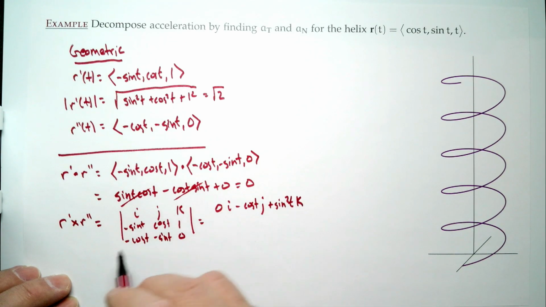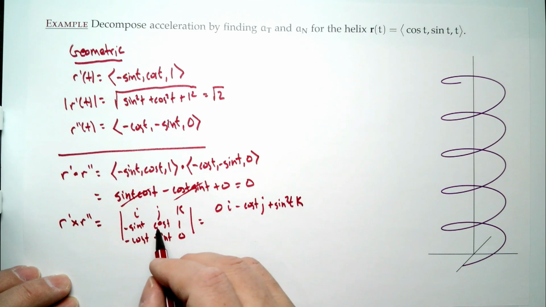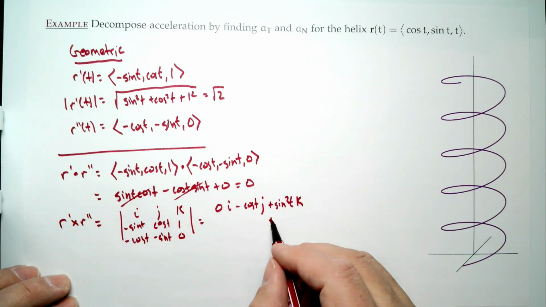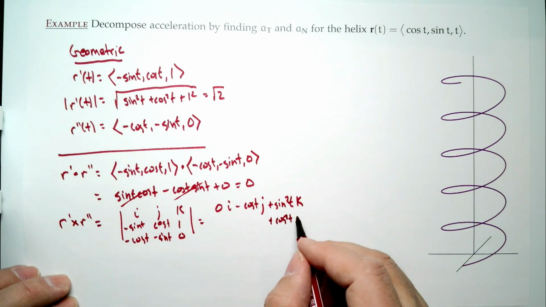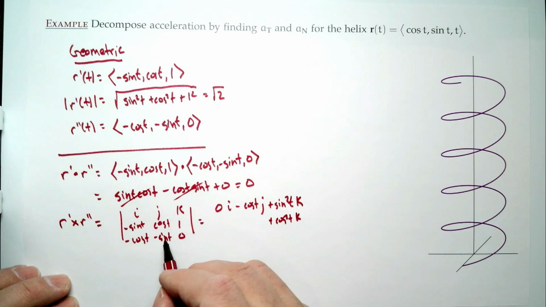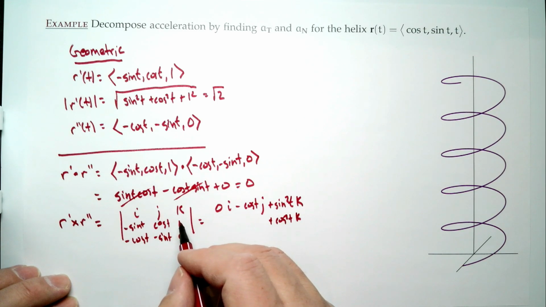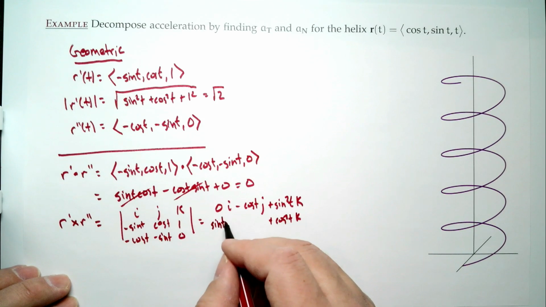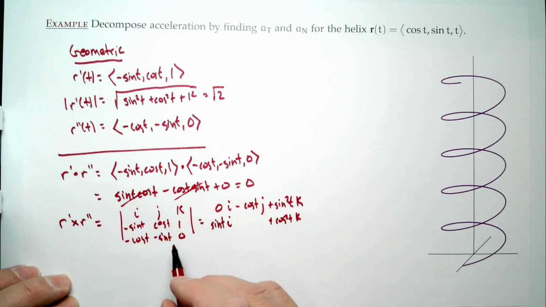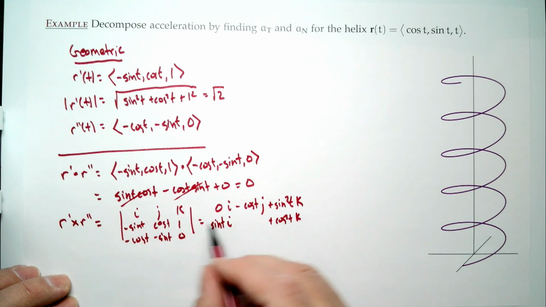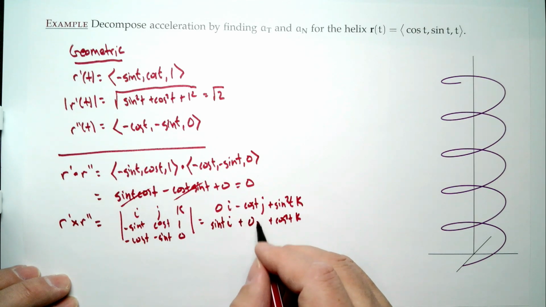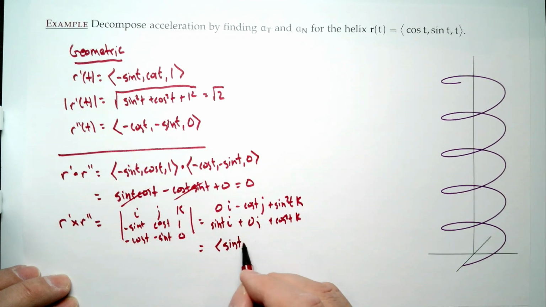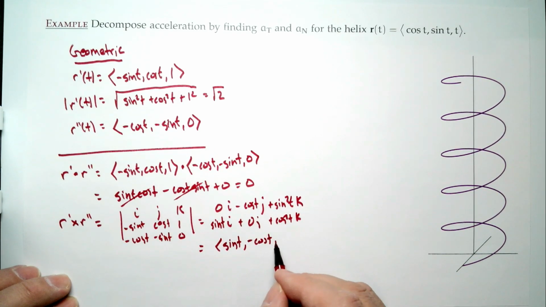Okay, we went down. Now we're going to go up. Here, negative cosine, cosine k. Well, we subtract. So it's minus cosine squared, so plus cosine squared k. Negative sine 1 and i. We went up, we subtract. So that becomes sine t i. 0, negative sine t j. That's 0 j. So we get sine, negative cosine, 1.